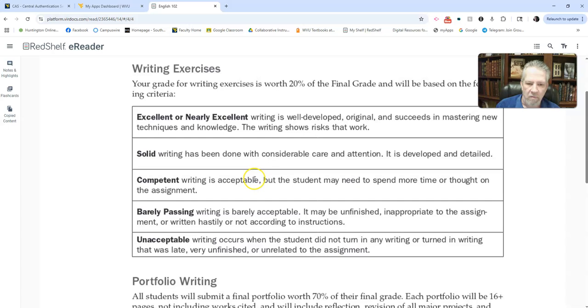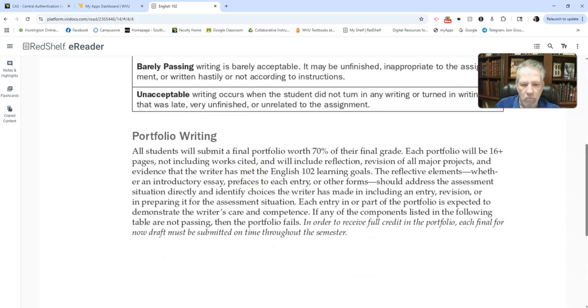Now the last part, the biggest part, is your portfolio. At the very end of the semester, you will create a portfolio by assembling a lot of the work you've done throughout the term. So pretty much everything you do in this class, make sure you save it. I suggest creating a folder and calling it English 102 and saving everything there so you'll have everything you need for your final portfolio. The portfolio is worth 70 points, so it's the vast majority of your grade.